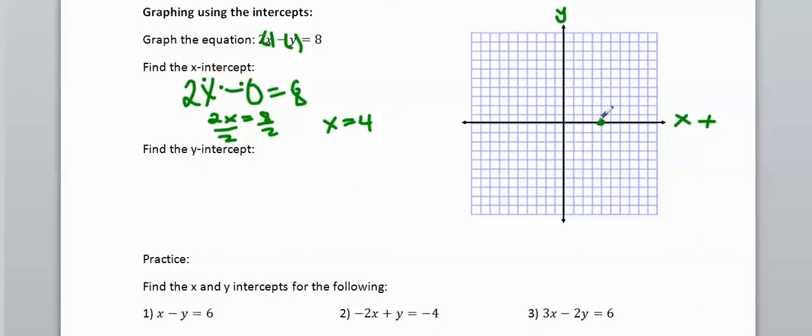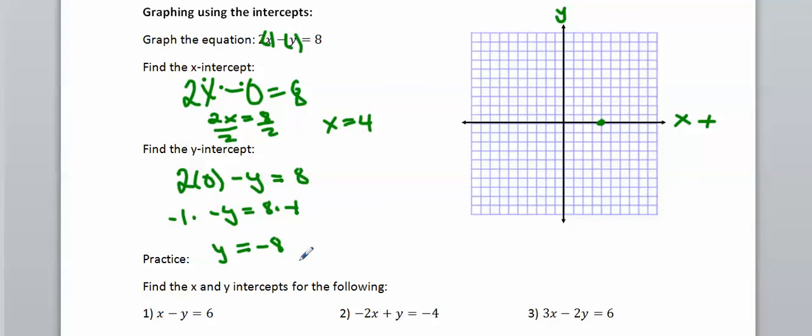Alright, so I've got 1 point on my graph. It's my x-intercept, where it crosses the x-axis. Now, to find the y-intercept I need to plug in 0 for x. Okay, so I'm going to replace x with 0, minus y equals 8. Well, that leaves me with negative y equals 8, and to get rid of that negative, I'm going to multiply both sides by negative 1. Okay, so I get y is equal to negative 8.